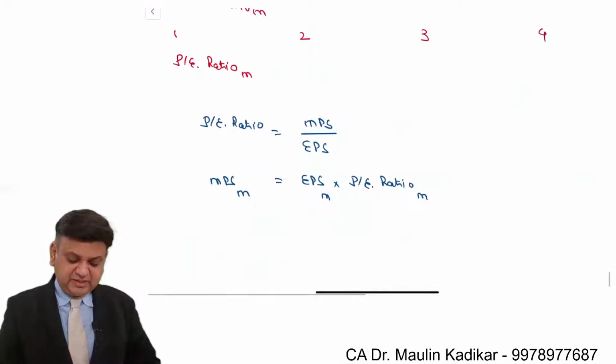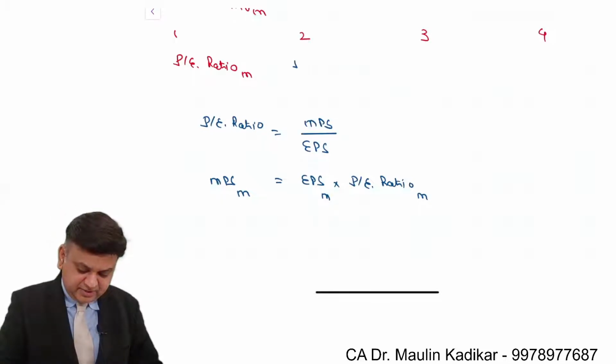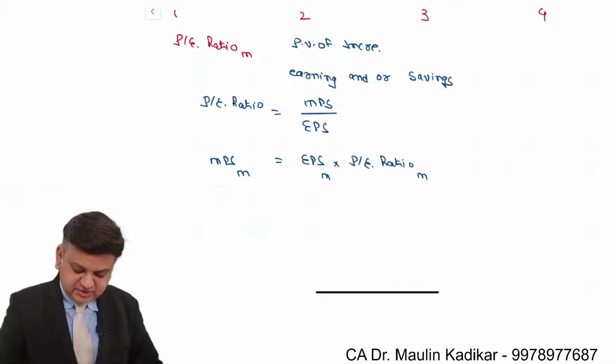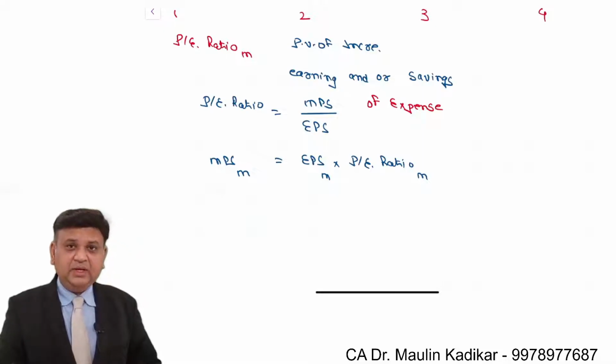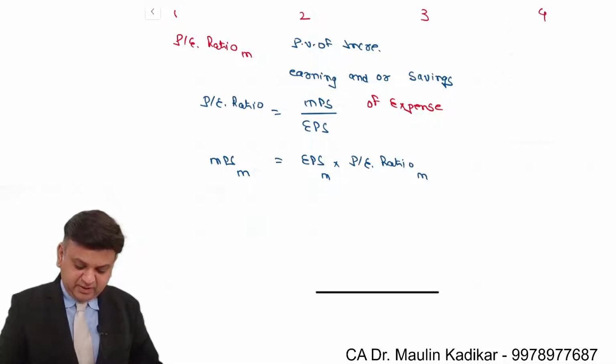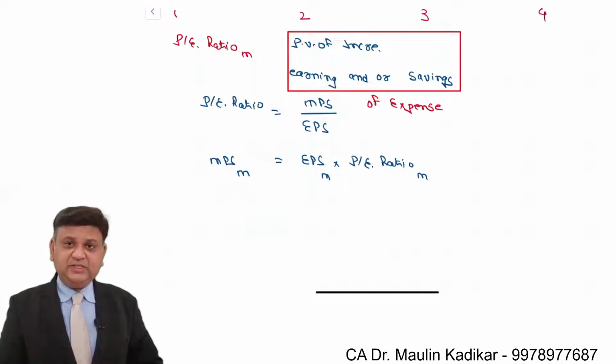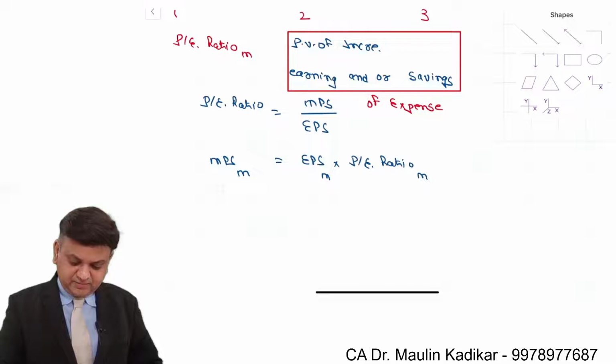The second information that may be provided to us will be the present value of incremental earning and or savings of expenses. This is the next information that may be provided to us. The present value of the incremental earning or the present value of the savings may be provided to us.